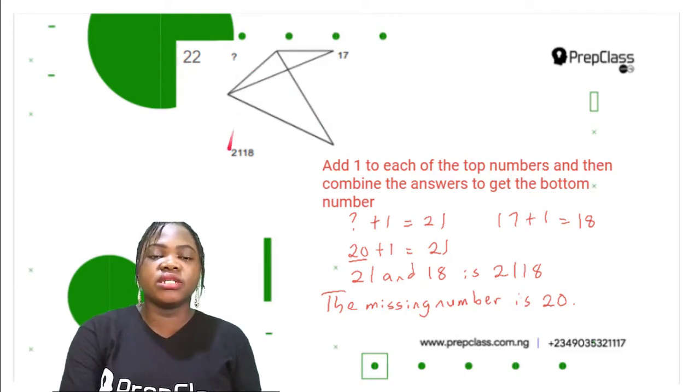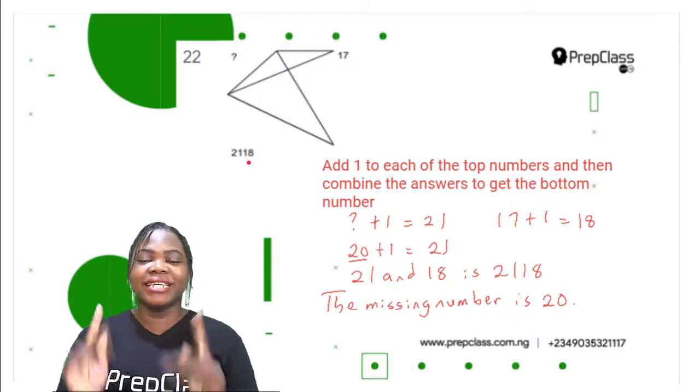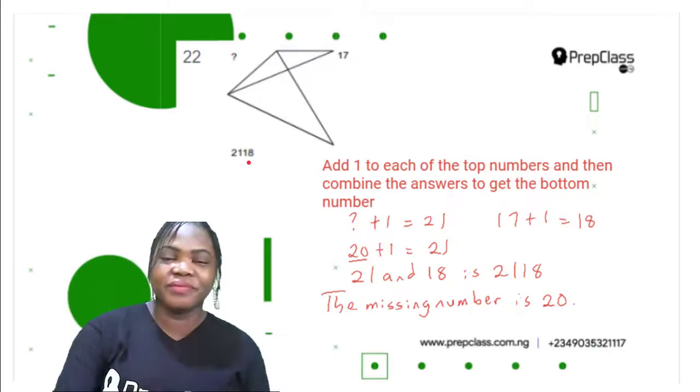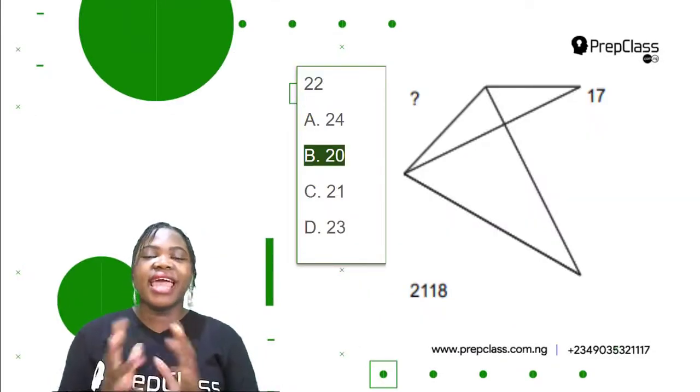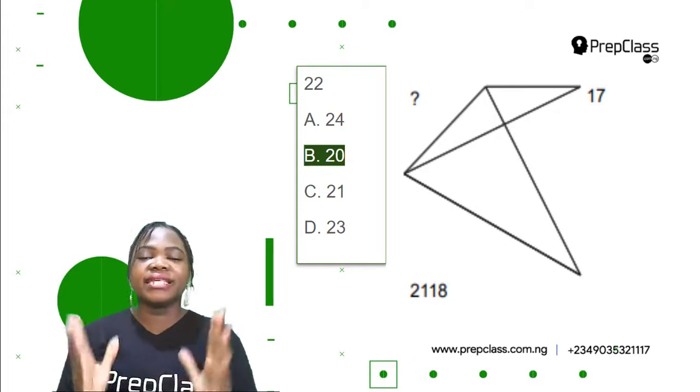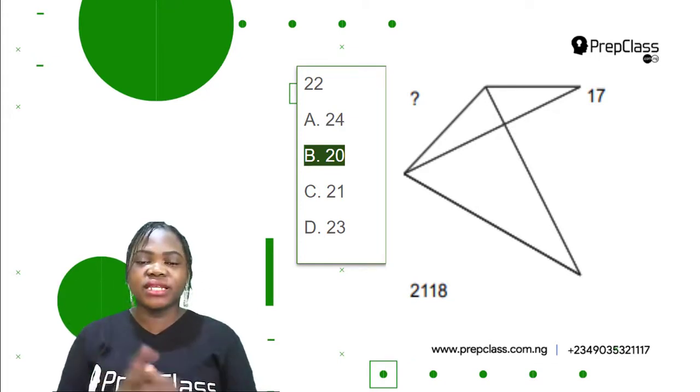20 plus 1 is 21. 17 plus 1 is 18. So we got the answer correctly. The missing number is 20. So which of the options is correct? A is 24, B is 20, C is 21, D is 23. The correct option is B, 20.